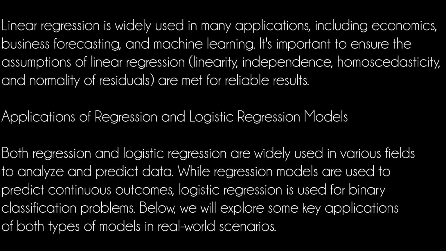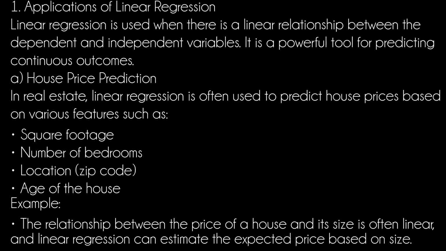Both regression and logistic regression are widely used in various fields to analyze and predict data. While regression models are used to predict continuous outcomes, logistic regression is used for binary classification problems. Below, we will explore some key applications of both types of models in real world scenarios. Applications of linear regression. It is used when there is a linear relationship between the dependent and independent variables. It is a powerful tool for predicting continuous outcomes.